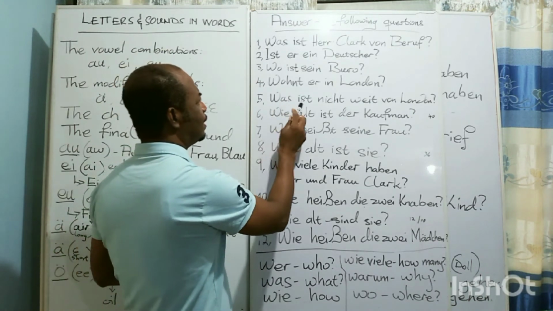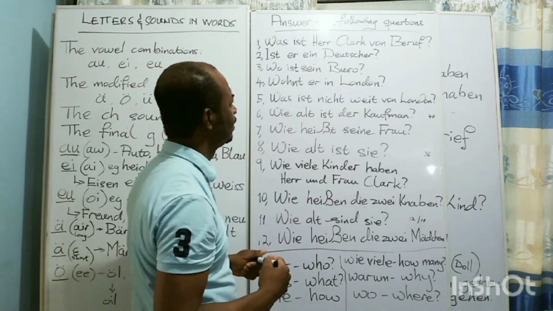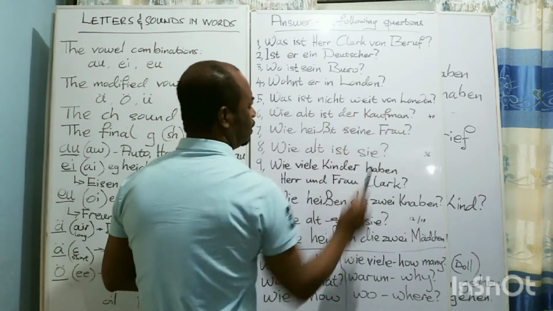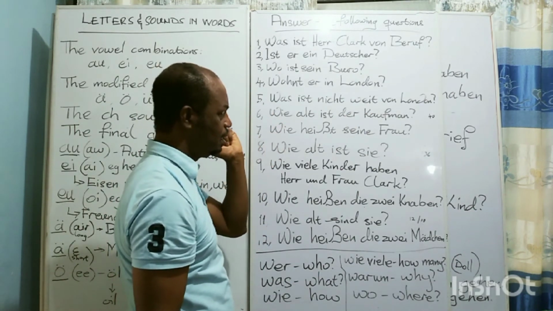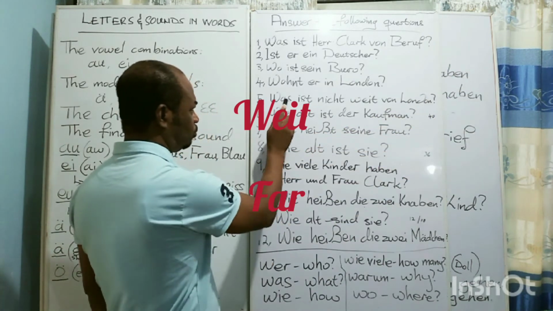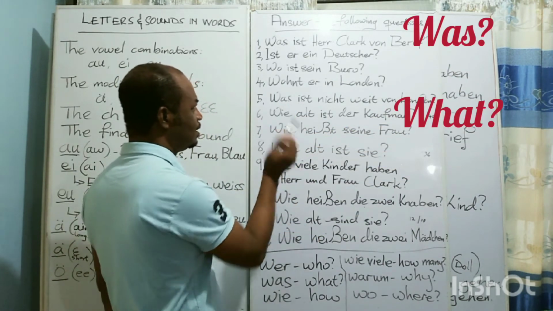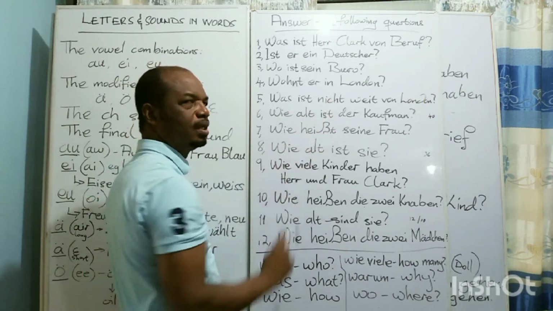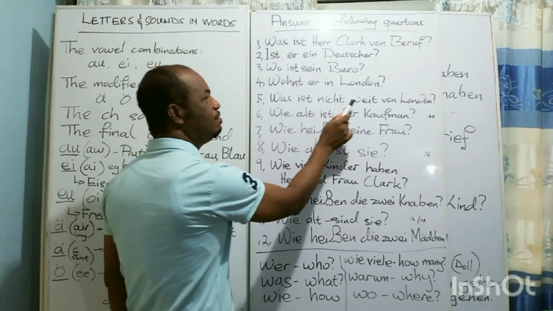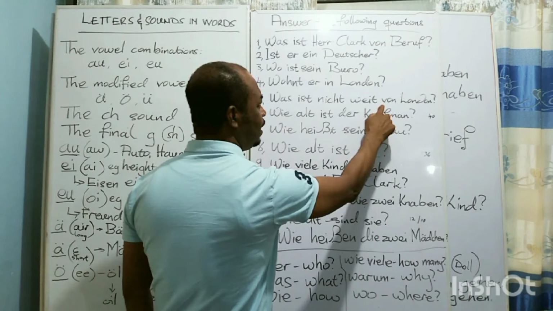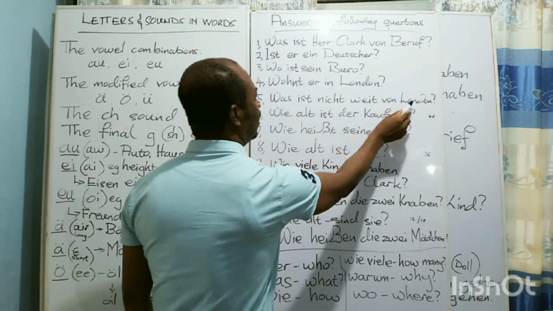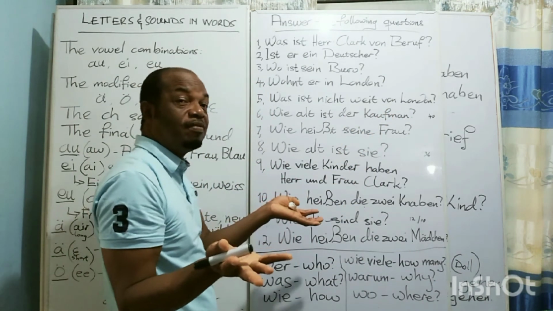Then, what is not far from London? Was ist nicht weit von London? So bear these words in mind. Weit means far, F-A-R. Was is what. Nicht is not. Bear that in mind. Was ist nicht weit von London? You remember W is pronounced V, and V is pronounced F. Was ist nicht weit von London? What is not far from London?